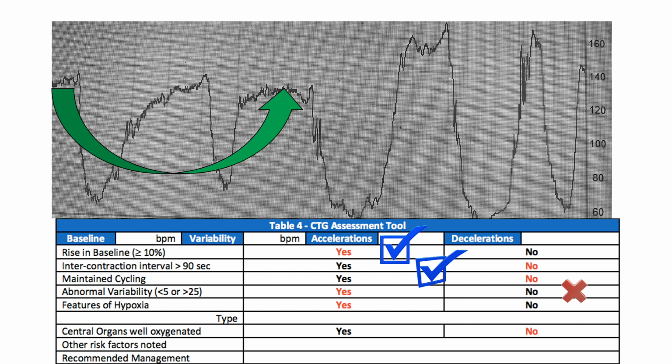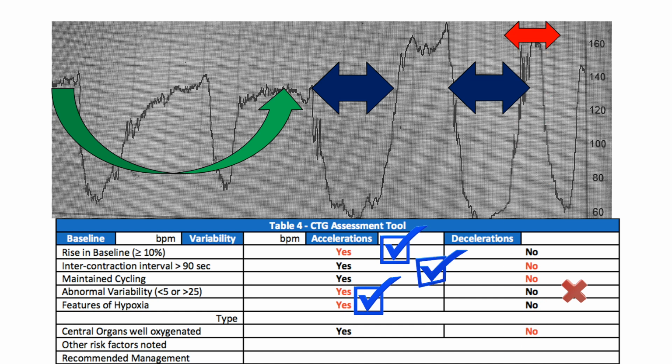There is no evidence of any abnormal variability. Yes, there is evidence of hypoxia, but if you look at the time spent during the decelerations, they are much longer than the time spent at the baseline to push out the accumulated carbon dioxide and to get fresh oxygen. And therefore, we know that this fetus is exposed to a subacute hypoxic pattern.